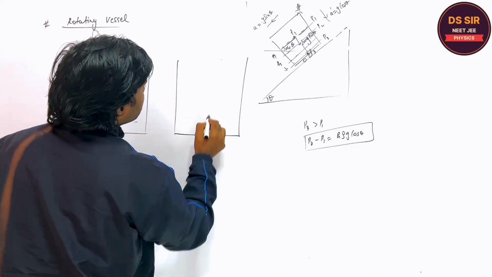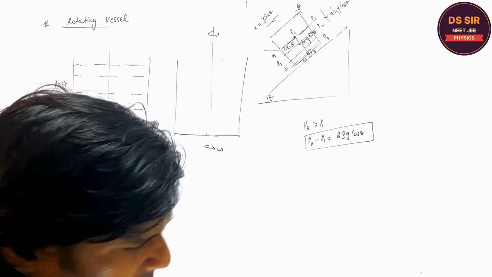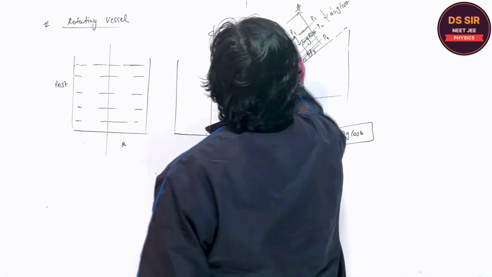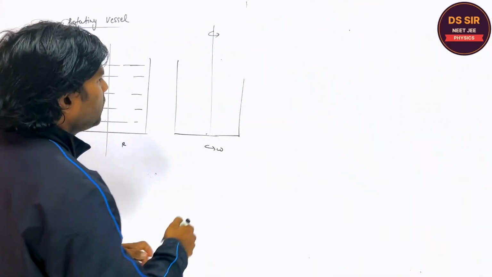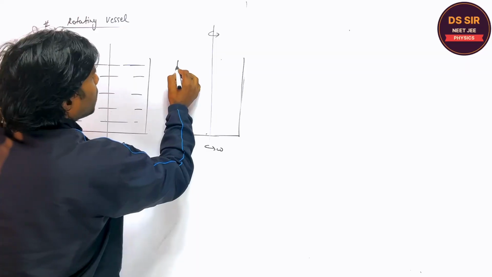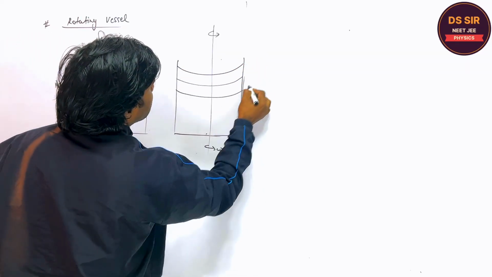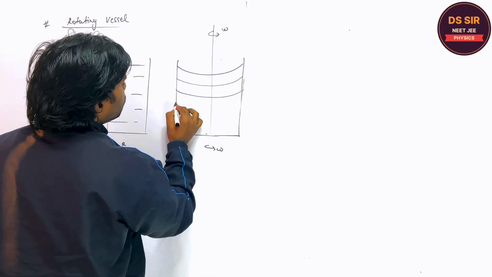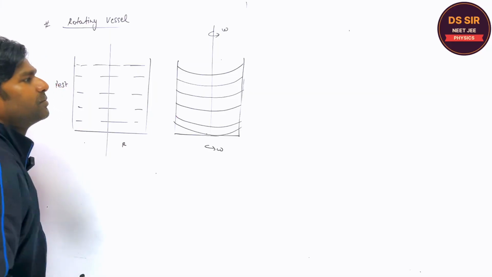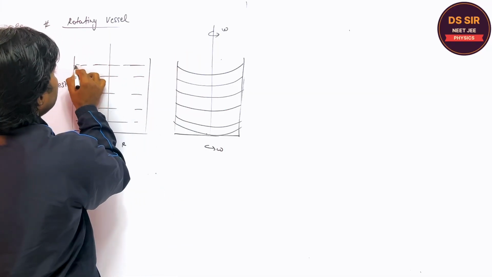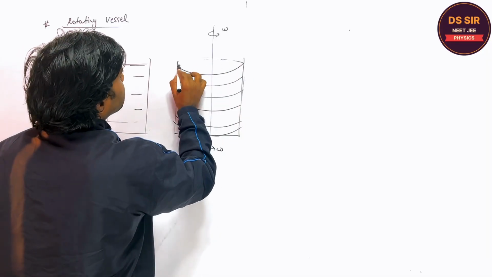If this fluid starts rotating with some angular velocity omega, can you tell me what will be the shape of the water level? The water level becomes like this, like this. Is it clear or not? It is rotating with angular velocity omega. This surface is parabolic like this, right? Initially it is horizontal. When it starts rotating, you can see the water becomes like this. Is it clear or not?